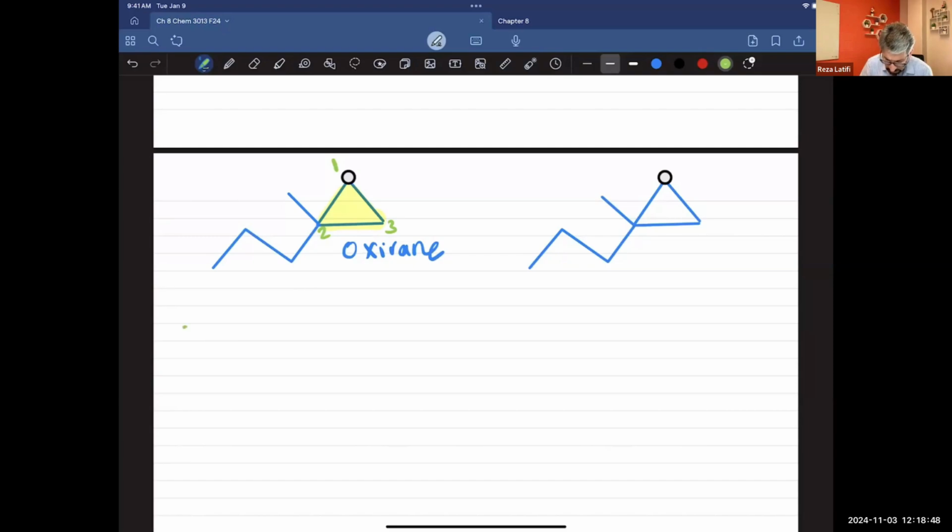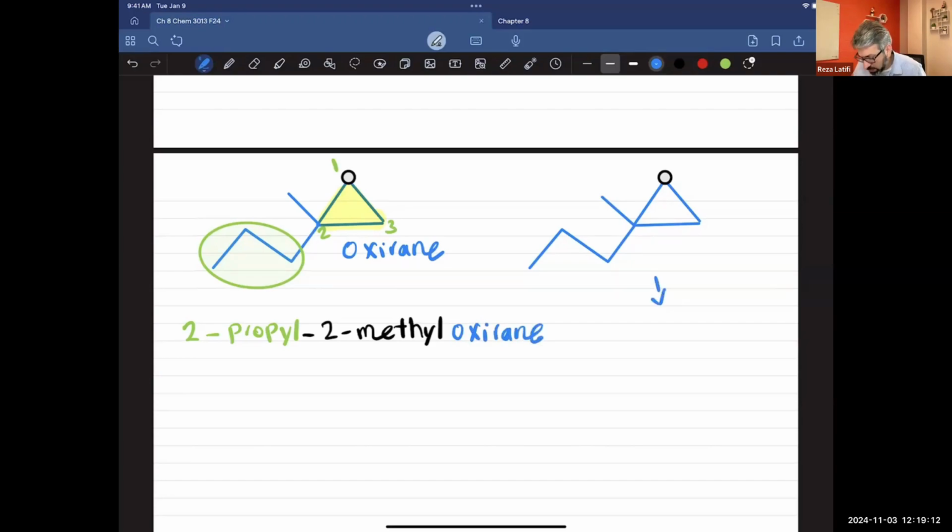I have 2, 2. This substituent is a propyl. So I'm going to say 2-propyl. And next one, I have 2-methyl. Next, I go oxirane.